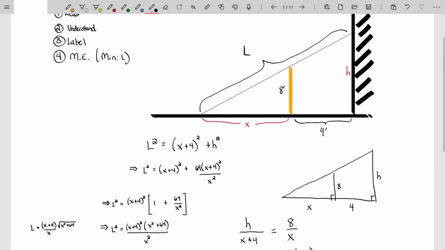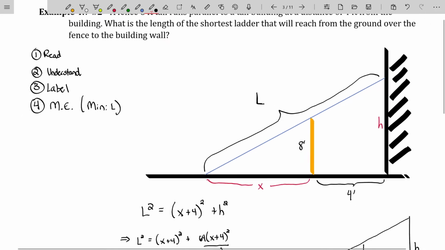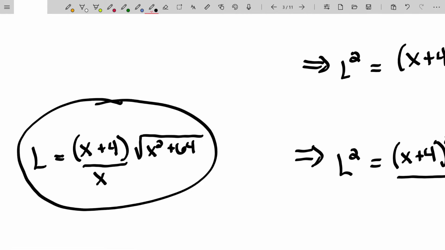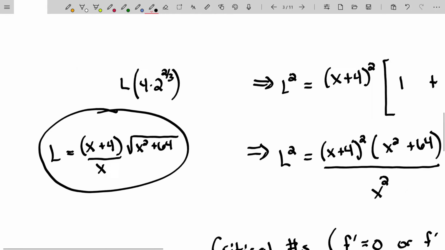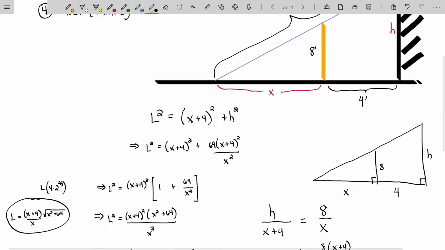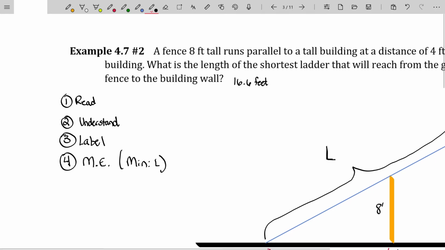Now let's go back up to the question and see how to answer their question. What is the length of the shortest ladder that will reach the ground over the fence to the building wall? Well, that length is going to be given by this equation right here. And we know what x is, so we're going to take L and plug in 4 times 2 to the 2/3 power. That is going to require a calculator, so I am going to do that off to the side, but this is what you have to do. I mean, this is really what's being asked. What's the shortest ladder that will allow us to get over that wall and touch the building on the other side? And I get roughly 16.6 feet. So 16, let me go back up here, 16.6 feet.